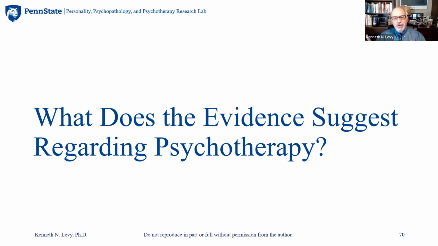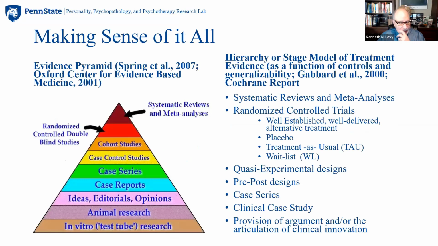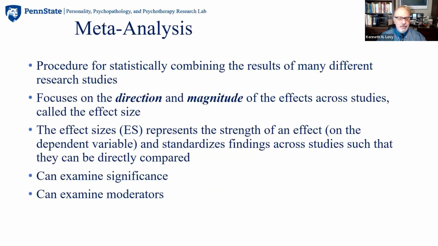So switching to thinking about psychotherapy, what does the evidence suggest regarding the psychotherapy for borderline personality disorder? How does one make sense of all the different treatments that exist and the different randomized controlled trials that exist? And the argument here that I would make is that we want to look at what are called meta-analyses, or meta-analytic data. And I'll say just briefly for people who may be familiar with what meta-analysis is, it's simply a procedure for combining results from many different studies.